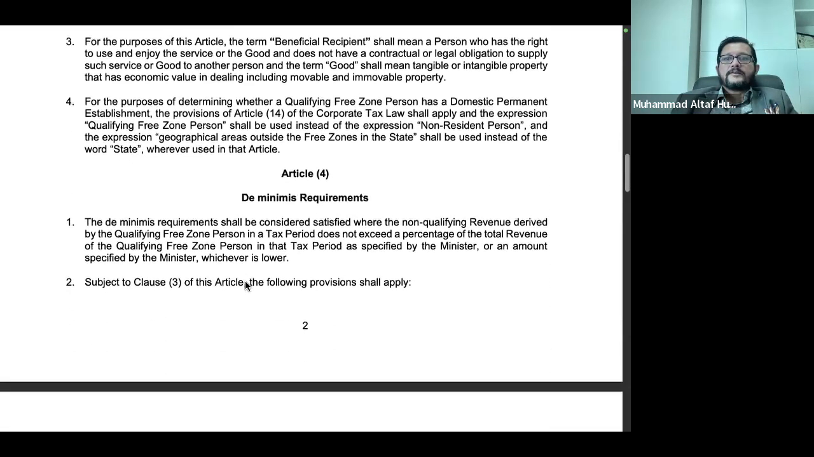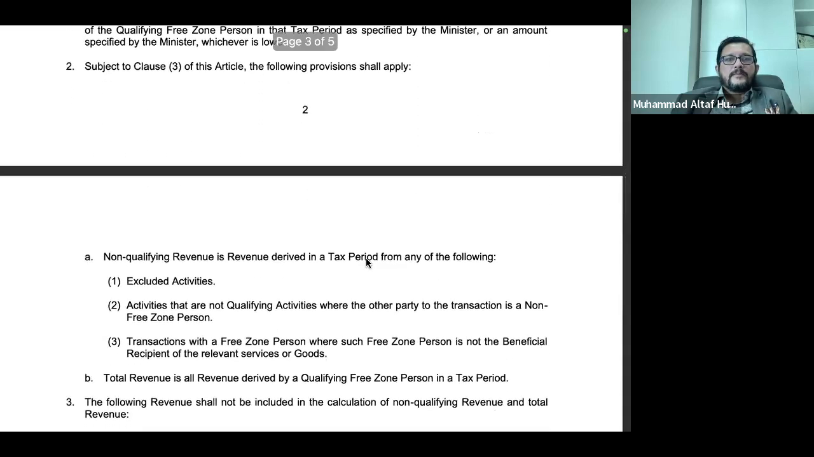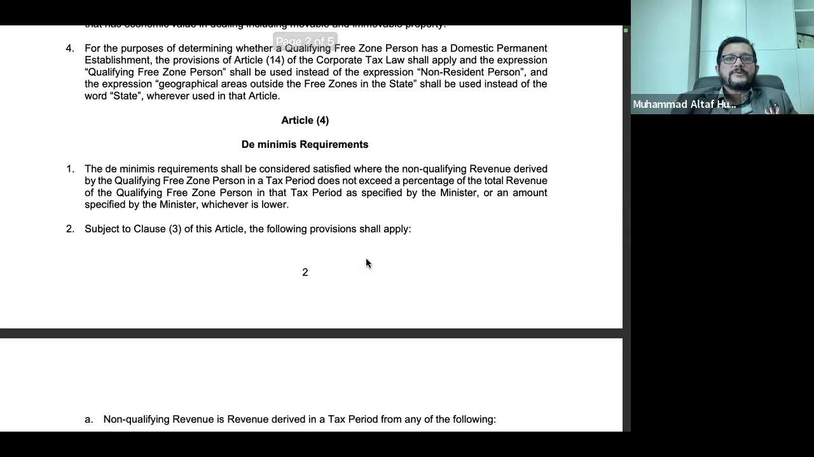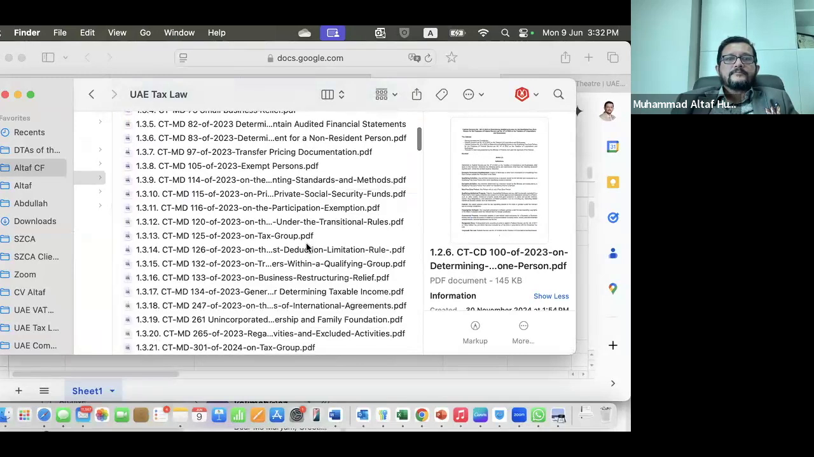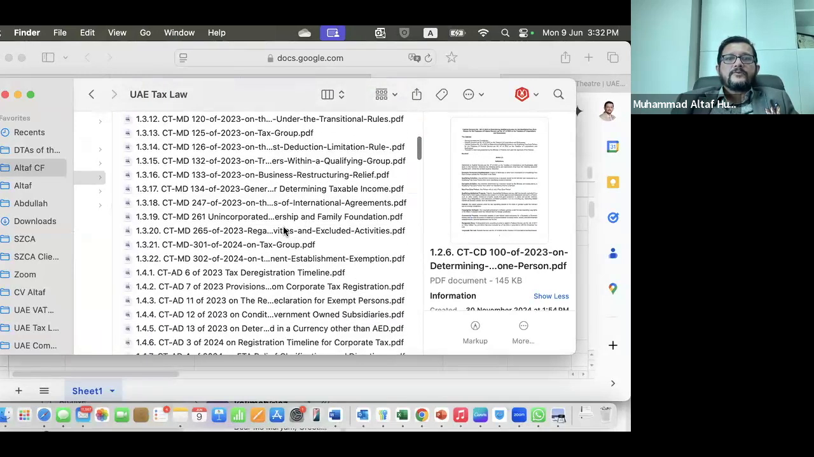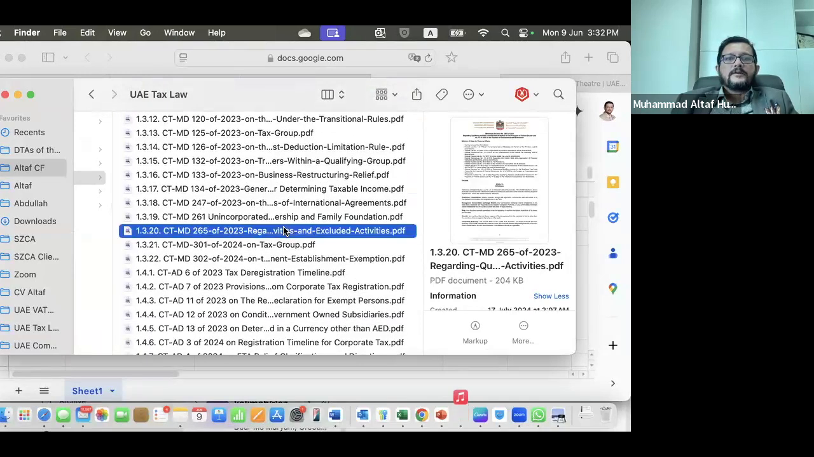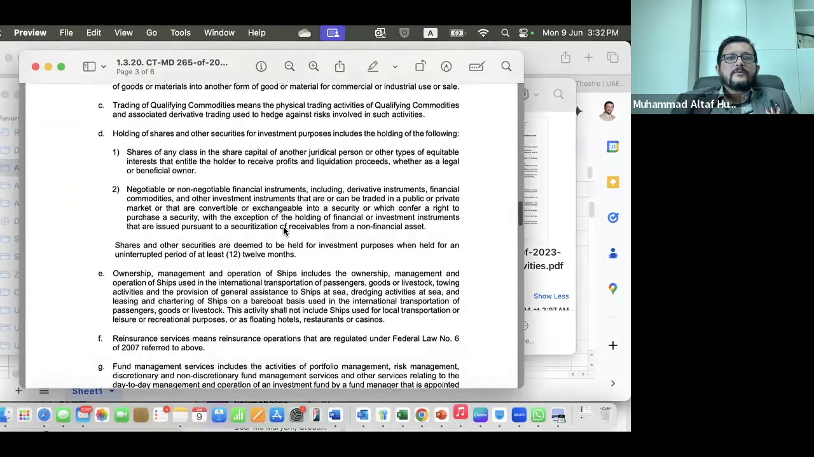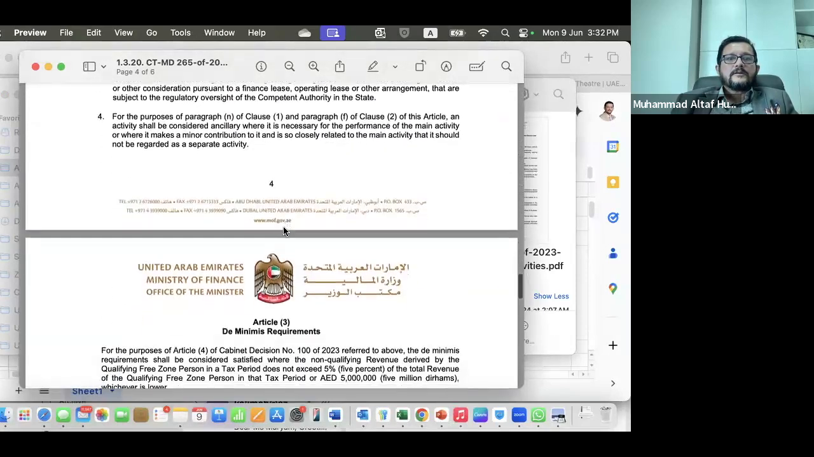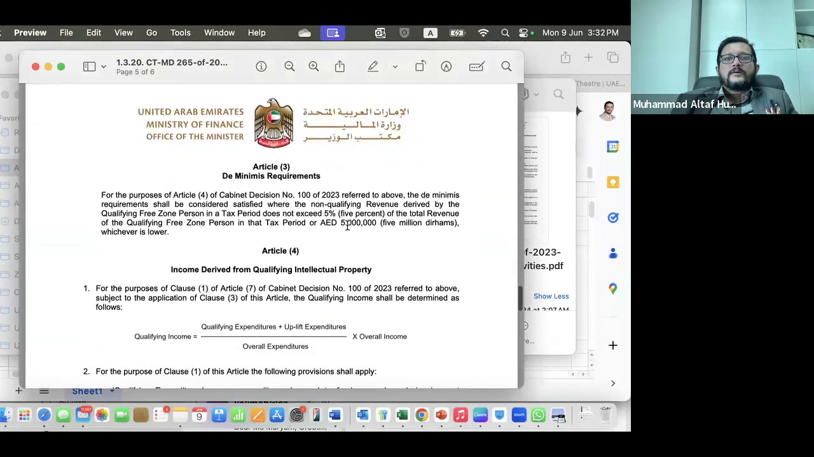I don't know if they have written it here itself or they again alluded to MD 265. I think yes, MD 265. MD 265 is regarding the activities, but the last part of this MD 265 addresses the de minimis as well, I think. Let me go to the last part. There you go. 5% of the total revenue, or 5 million, whichever is lower. See, so the answer is divided, right?